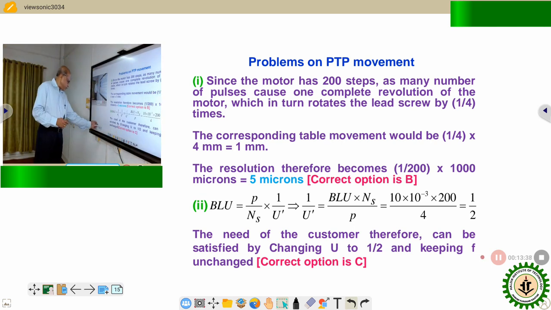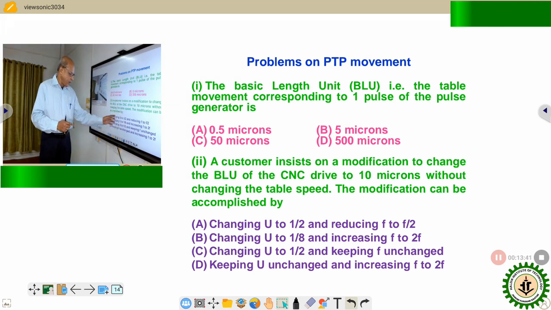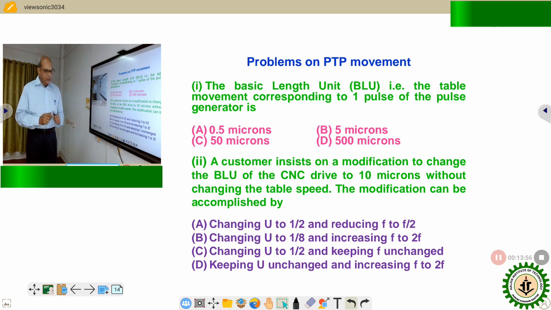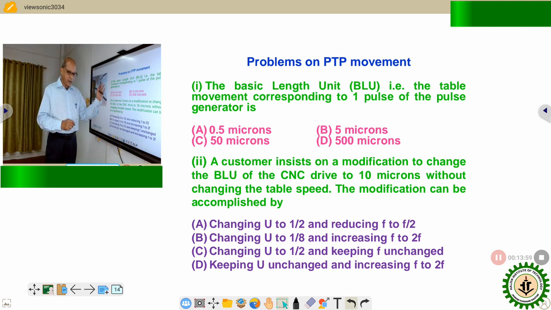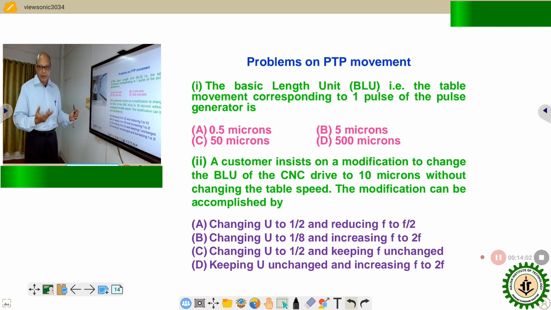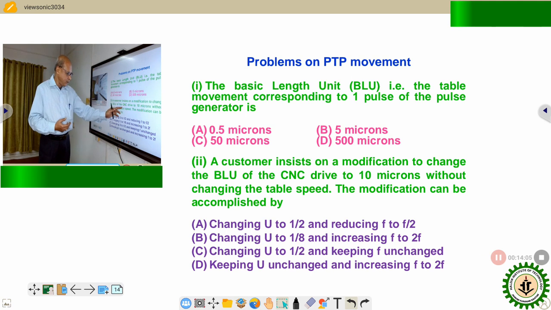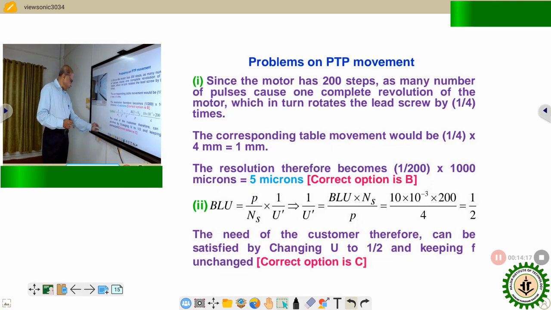Only thing is that, if you once again have a closer look at the combinations, one is change in U, another is frequency. So this particular problem highlights that the frequency has no role to play as regards the resolution. This frequency is only relevant for other aspects, regarding encoder gain, but as far as the resolution part is concerned, it has nothing to do with the frequency. So this particular problem clearly illustrates that frequency has no significance for regulating the basic length unit. Okay, so the correct option is C.